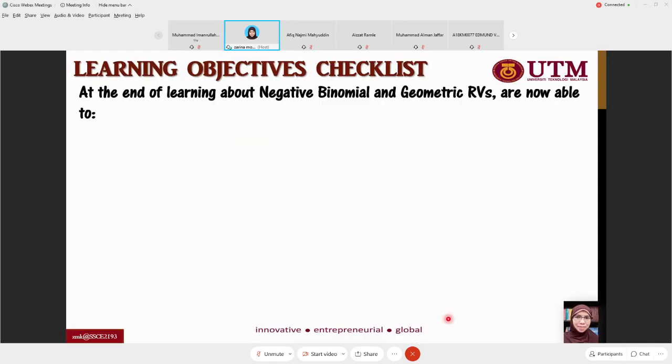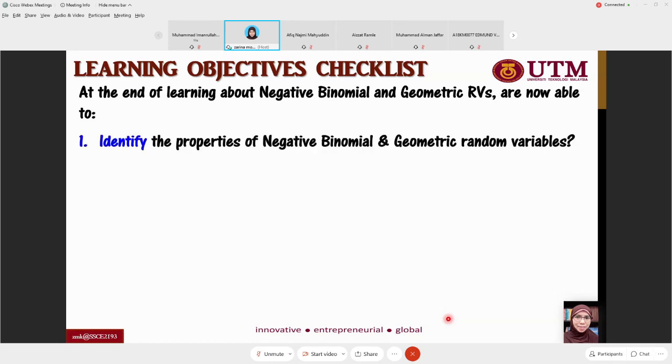Right, basically, we finish on negative binomial and geometric random variables. You learned the negative binomial before, and today you have the geometric random variable. These two come under the same family of distributions, where the geometric random variable is a special case of negative binomial when the R value is 1. So you should by now be able to identify the properties. Do you think you can identify the properties of these two variables?